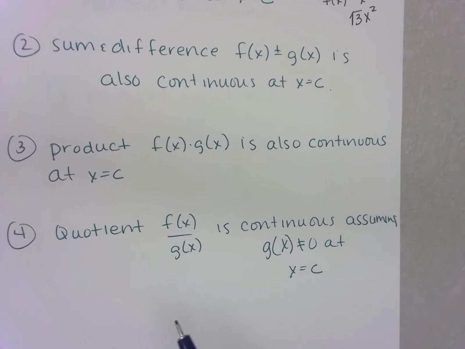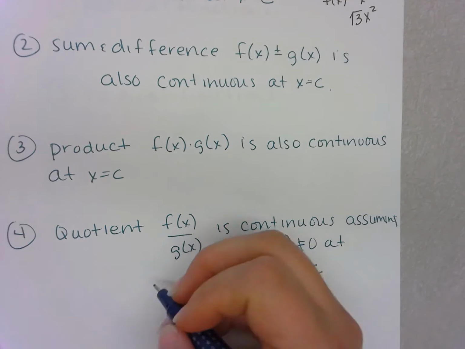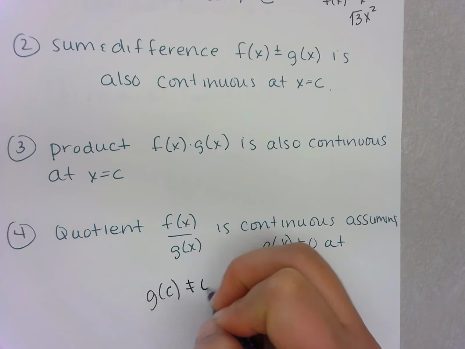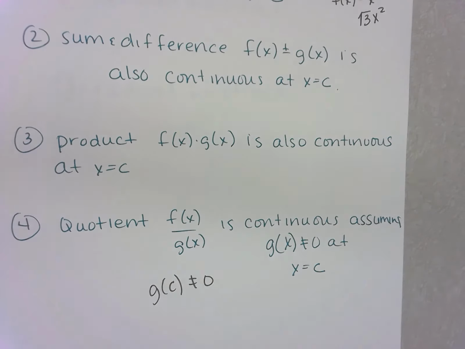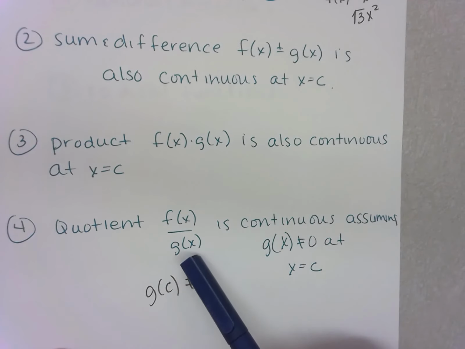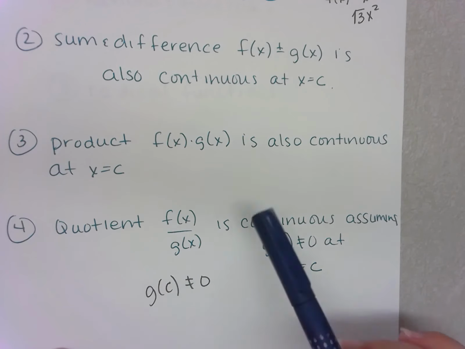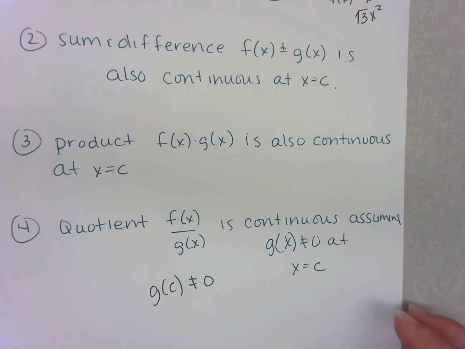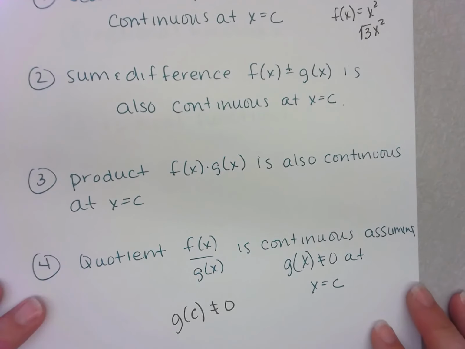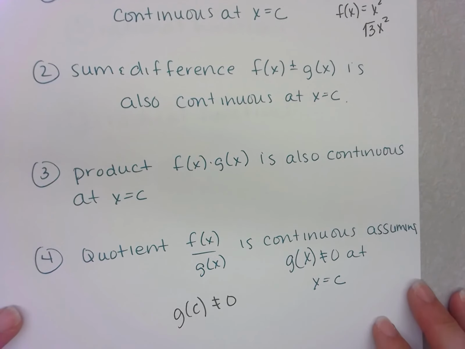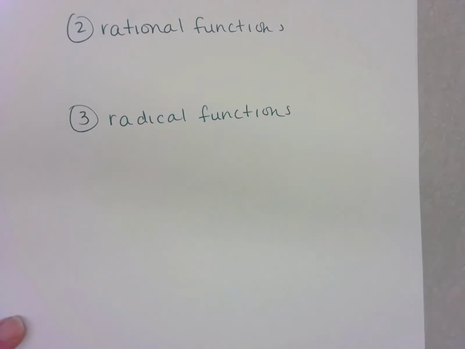It's just that, in the usual fashion, it's continuous assuming that g of x is not equal to 0 at x equals c, meaning g of c cannot be 0. Otherwise, it will not be continuous. So if f and g are both continuous at x equals c and g of c isn't 0, then f divided by g is also continuous at x equals c. I know it seems kind of basic, like of course it would be, but not everything in math works that way, so we always have to define everything very carefully.